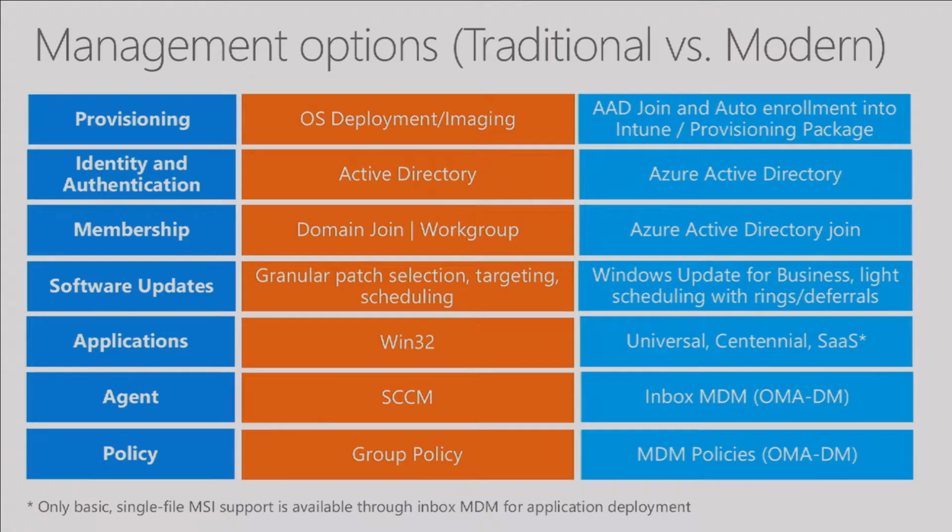SCCM is agent-based, Intune is Inbox MDM-based. With anything Inbox MDM, any MDM vendor can effectively do the same thing. All of our IP in Config Manager is really rolled up in our agent. That's how we do all the unique things like task sequences, application models, and so on. But that's been built up over 20 years. That's not something we're just going to replicate overnight on the MDM side. And then finally, I've already talked about the group policy and MDM policy piece.